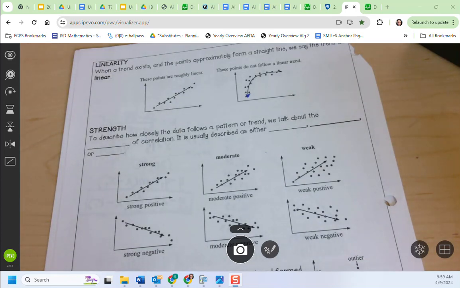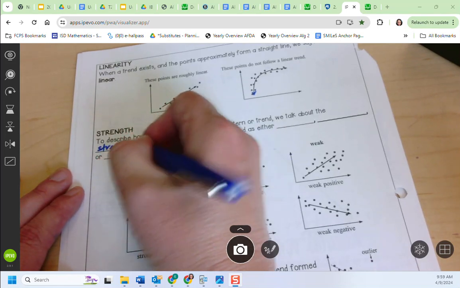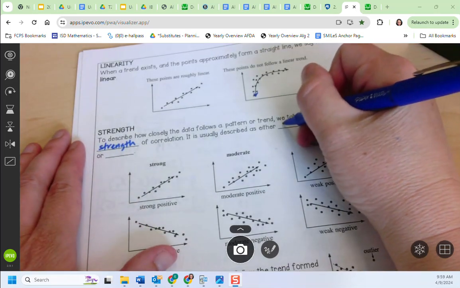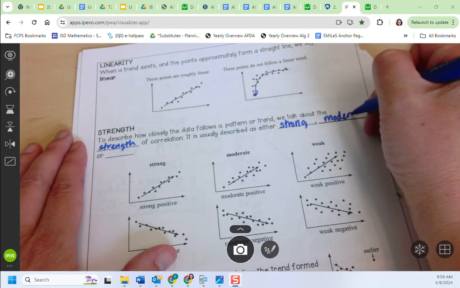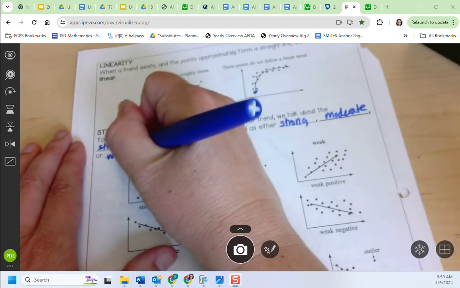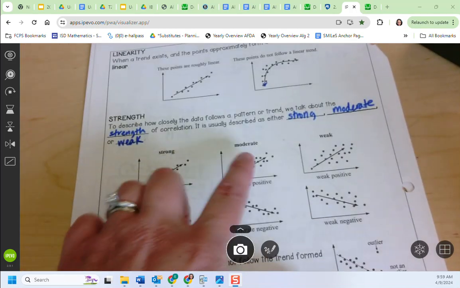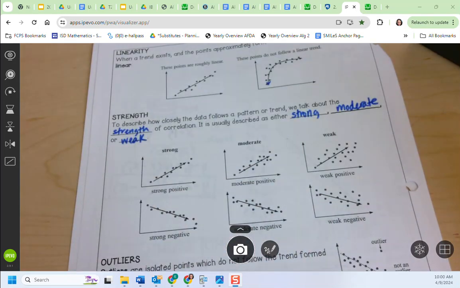All right, strength. To describe how closely the data follows a pattern or trend, we talk about the strength of the correlation. So the more of the points line up on a straight line, the stronger the correlation is. And that's something that you can kind of imply just looking at the graph. But you can call the correlation strong or moderate or weak. And so looking at the graph, you should be able to give a rough estimate as to whether the correlation is strong or moderate or weak. It could be a weak positive or a weak negative.